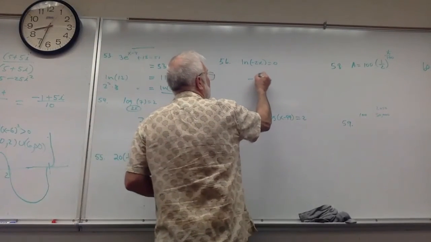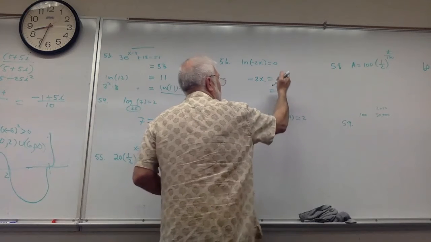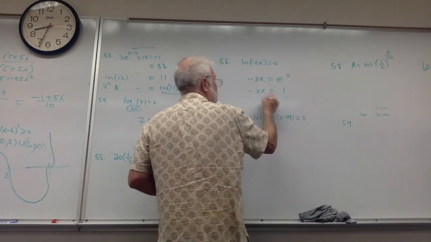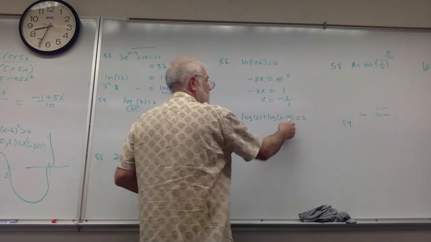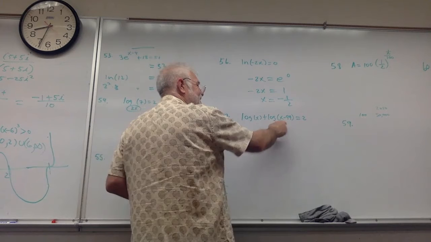Pure mechanics. So the inverse of ln is e to the power. E to the 0 is 1. So x is equal to minus 1/2. Just going to finish these off. Addition implies, I keep saying that, but this would be a good one to look at.